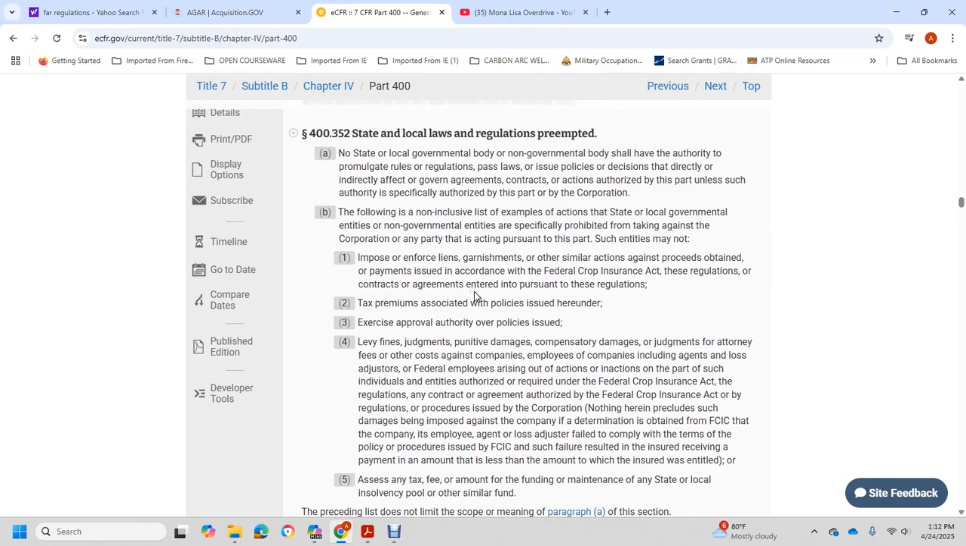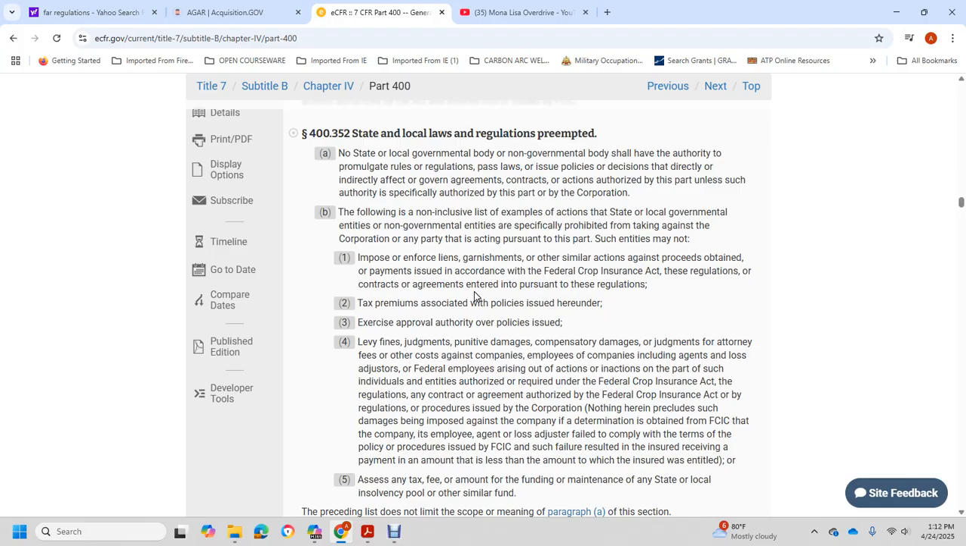4. Levying, filing a judgment, penalty, damages, compensatory damages, attorney fees, or other costs against the company, its employees, or the agent's loss, arising out of the action or inaction of the individual, even if authorized or required by the Federal Crop Insurance Act, the regulation, the contract, the agreement, or by regulation or procedure assigned by the corporation.